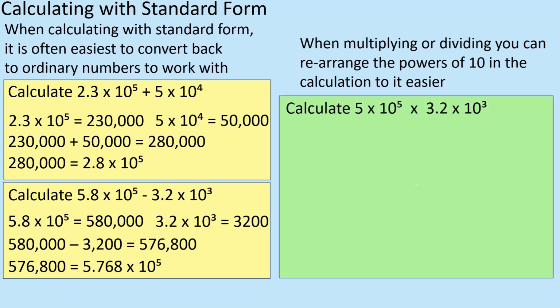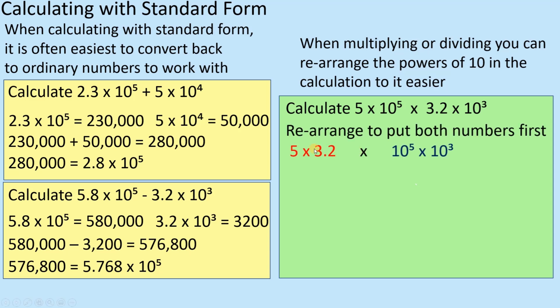So here you've got 5 times 10 to the 5, and because this time we are not adding or subtracting, we are multiplying, I can bring the two numbers together, the 5 and the 3.2, and also the powers of ten. So this is about manipulating a little bit. Let's rearrange to put the numbers first: 5 times 3.2, and then these second. 5 times 3.2 is going to give me 16. And if I multiply the powers of ten together, it's going to give me 10 to the power of 8 using indices rules. So 16 times 10 to the power of 8.